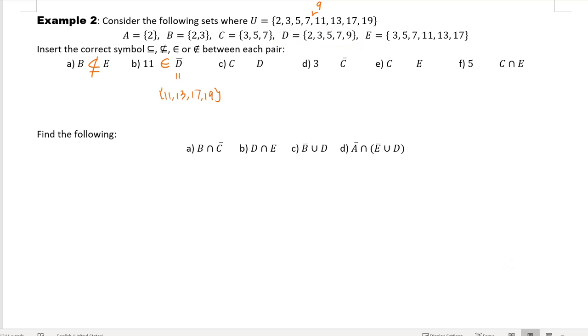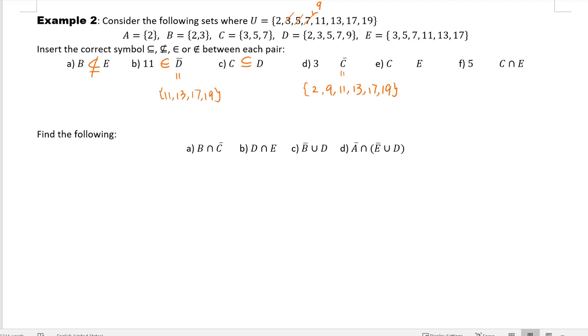Okay. Next one, C and D. You can see C, the element of C is right here. So C is a subset of D. Next one, 3 and C complement. So C complement is the U, we take out 3, 5, 7. So C complement is the set of 2, 9, 11, 13, 17, 19.